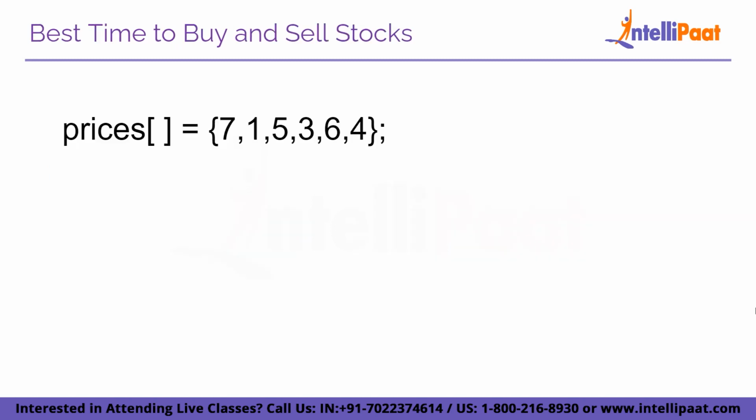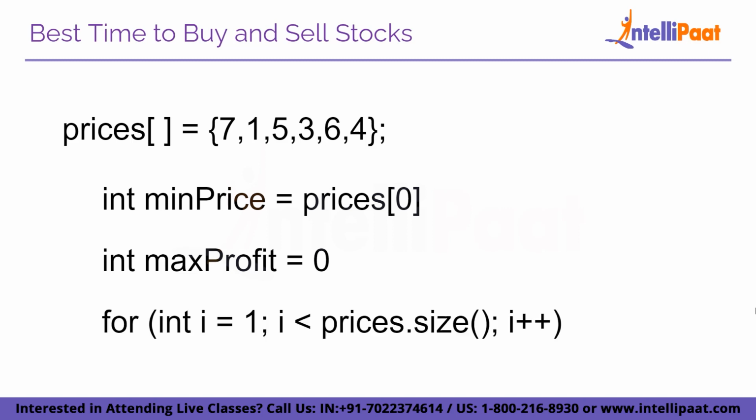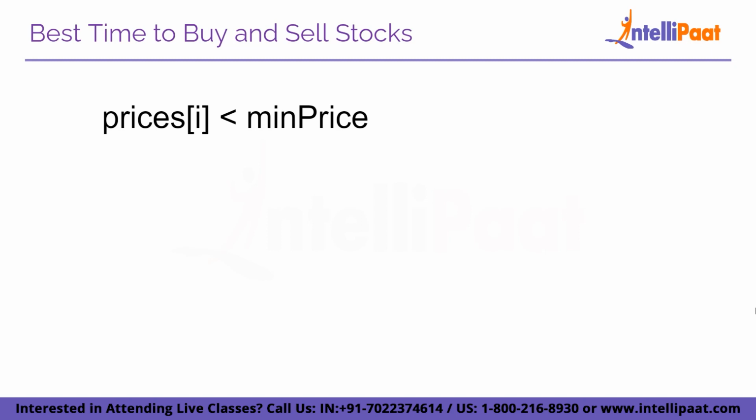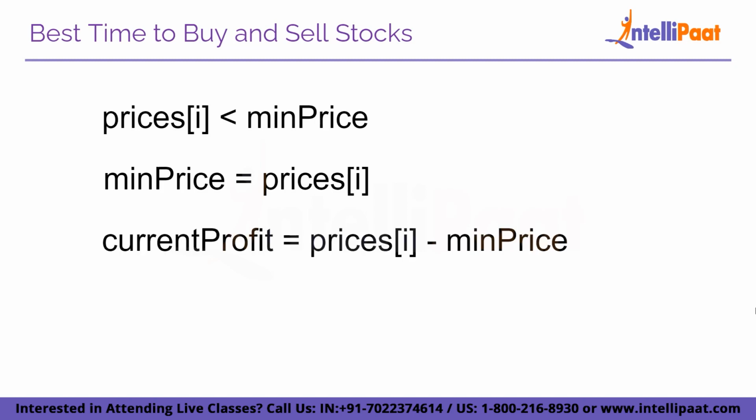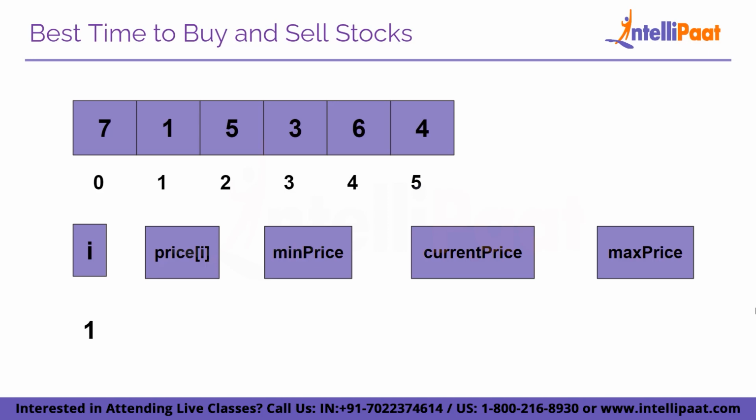First, we will declare minimum price and initialize it to prices at index 0. Then, we will declare maximum profit and initialize it to 0. Now, we will start iterating from i equal to 1. If the prices at index i is less than minimum price, then we will update the value of minimum price to the prices at index i. Else, we will declare the variable current profit, which is equal to the prices at index i minus minimum price. Then we will compare the value of maximum profit and the current profit and take the value which is maximum among both.